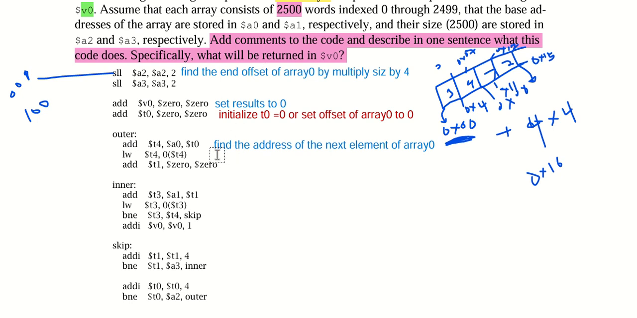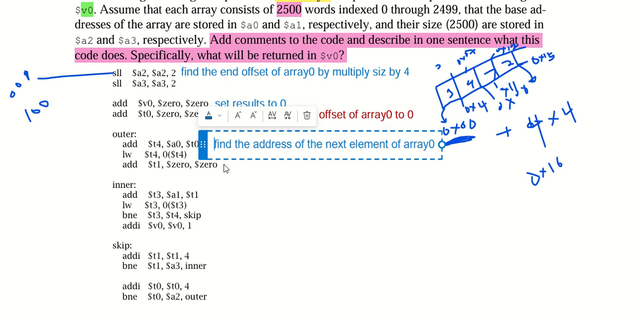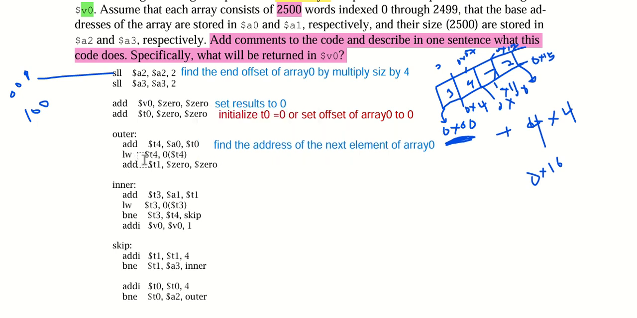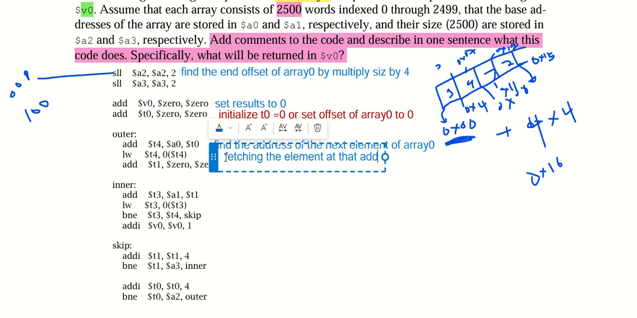Then once we do that, we can come to the next, and the last line is load word into t4, 0(t4). So what are they doing? They are just fetching the element at that address, right?